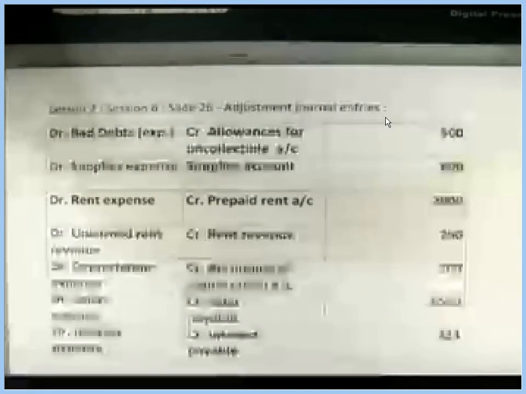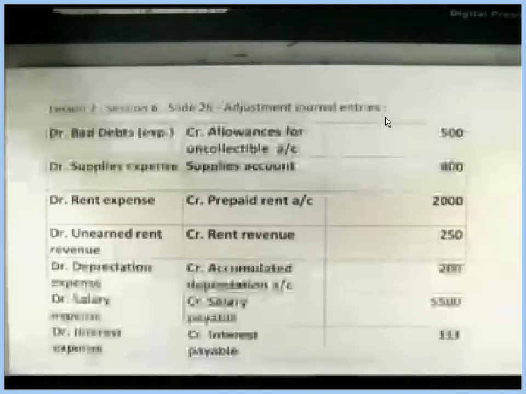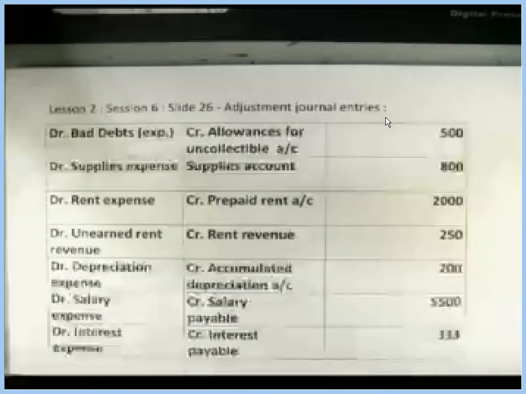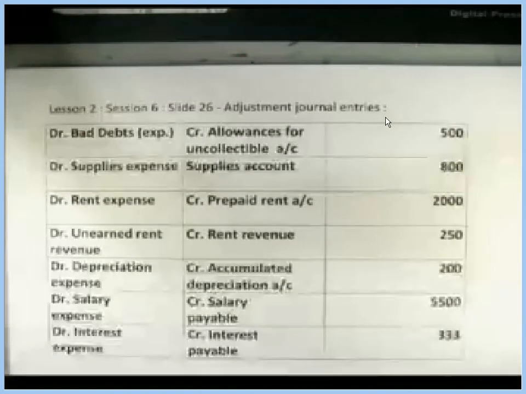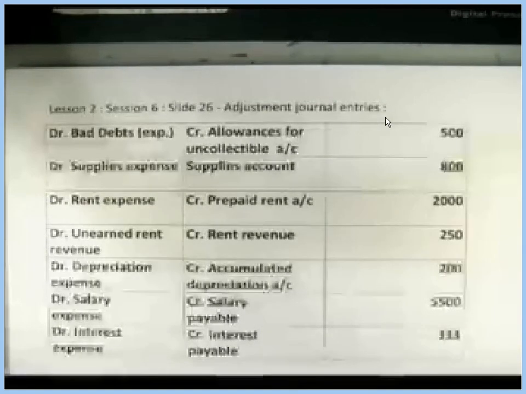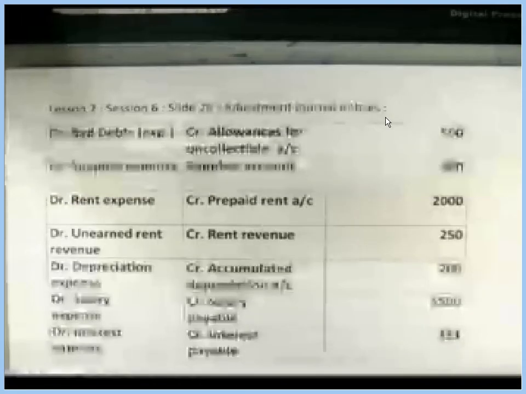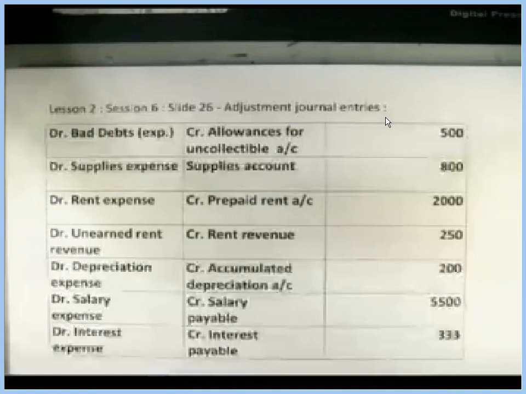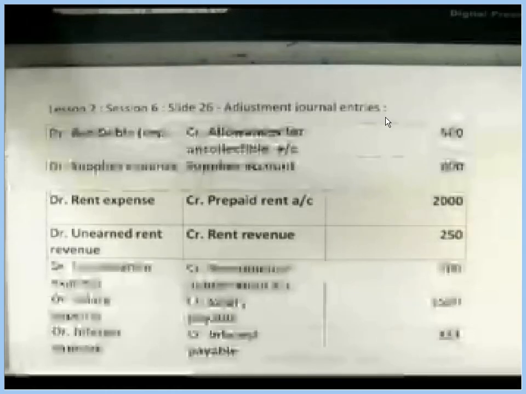salary expenditure, interest expenditure. So debit bad debt expenditure, credit allowance for uncollectible account 500, debit supplies expenditure, credit supplies account for 800, debit rent expense, credit prepaid rent account 2000, debit unearned revenue, credit revenue account 250, debit depreciation expense account, credit accumulated depreciation 200, debit salary expense, credit salaries payable for 5500, debit interest expenditure, credit interest payable for 333. So these are the various items which are there.